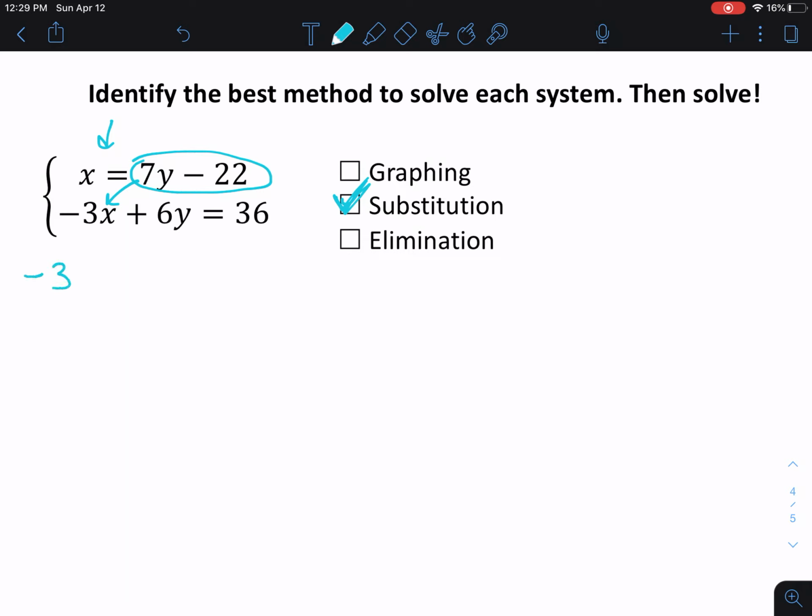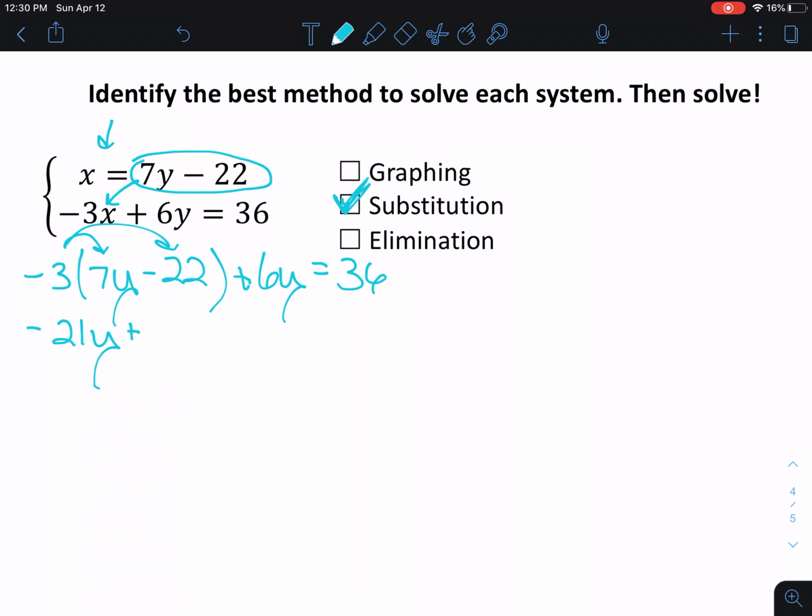So here we go. Negative 3 times 7y minus 22 plus 6y equals 36. All right, so now I'm going to distribute the negative 3. I have negative 21y plus 66 plus 6y equals 36. And then I'm going to go ahead and combine like terms here. So I have negative 15y plus 66 equals 36.